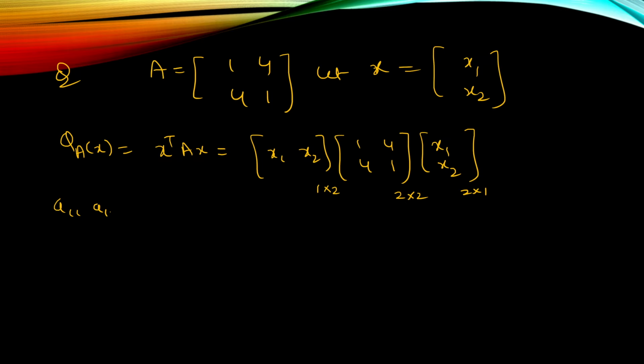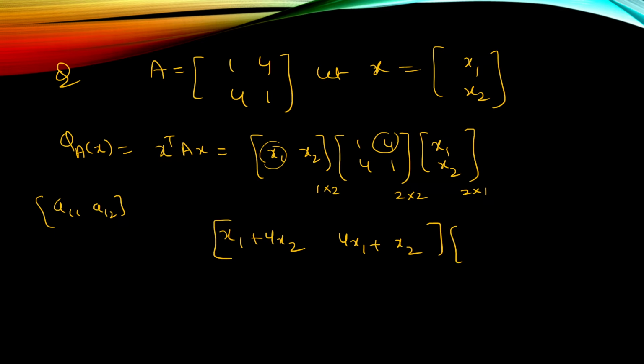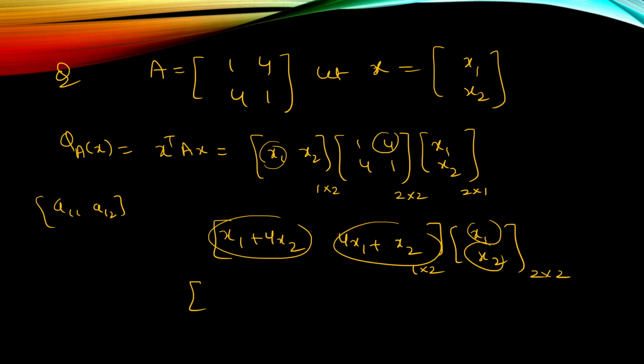That is A11, A12, so first row, first column, x1, first row, first column: x1 plus 4x2. Then first row, second column: 4x1 plus x2 times 1 is x2, right? This is one thing, and then here is x1, x2. So this has become 1 by 2 and this has become 2 by 2. If you elaborate this by x1 and this by x2, it has become x1 square plus 4x1x2 plus 4x1x2 plus x2 square, right? This is your QAX.